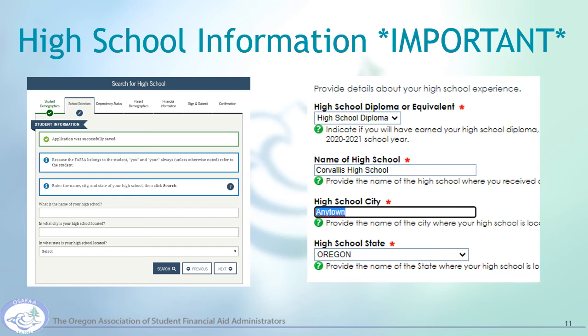You also want to make sure that students use the search function to look up their high school. So after entering the name of their high school, city, and state, they will hit search. Using the built-in database is the best way to ensure that students get matched with the right school and that high schools get accurate data.